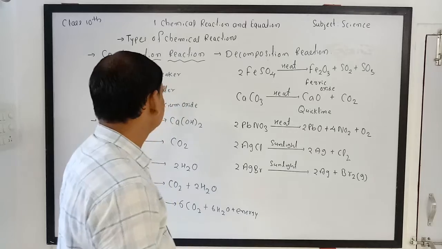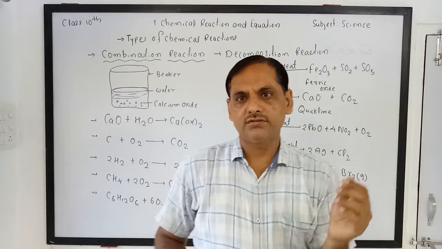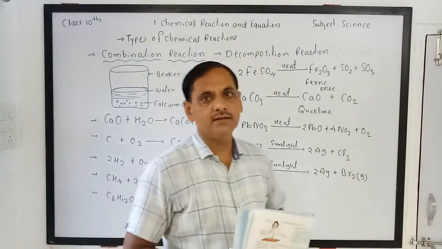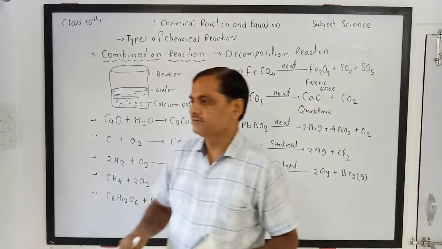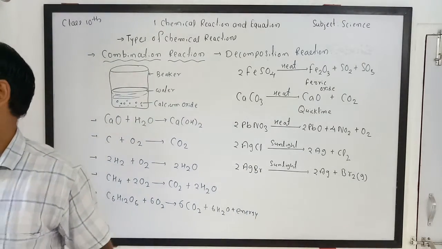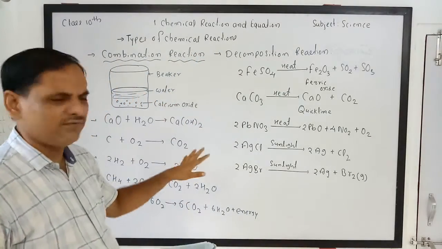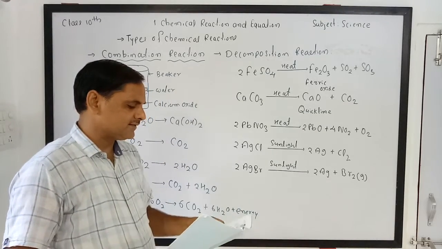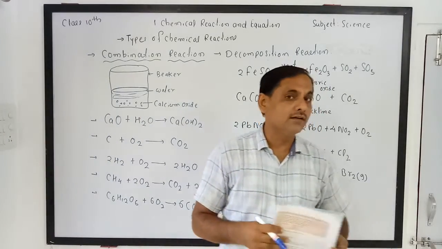Today we start chapter number 1 again. In the last topic we discussed balancing the chemical equation. Balancing a chemical equation means what? Energy is neither created nor destroyed. In this topic we discuss different types of chemical reactions. First we discuss the types of chemical reactions, which you have already learned in your previous classes.